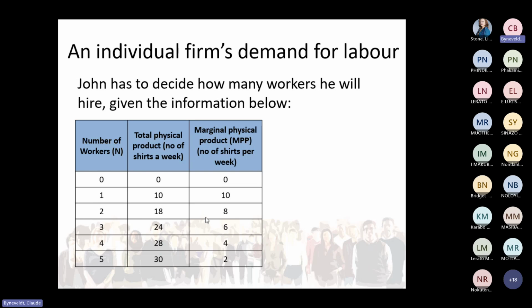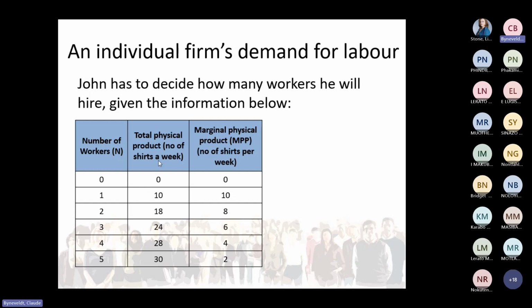An individual firm has to decide how many workers he will hire or employ, given the information below. This is just a hypothetical example. So here John has to decide how many workers he will hire, given the information below. The number of workers in the first column, N, is the symbol to denote the number of workers.